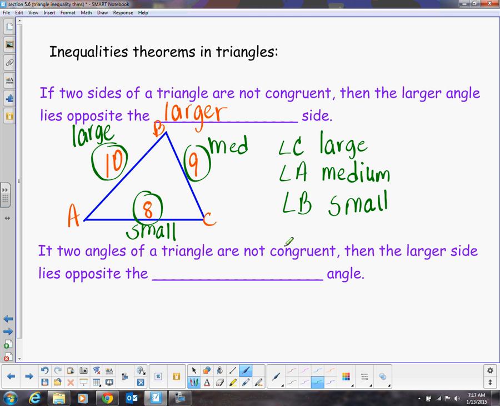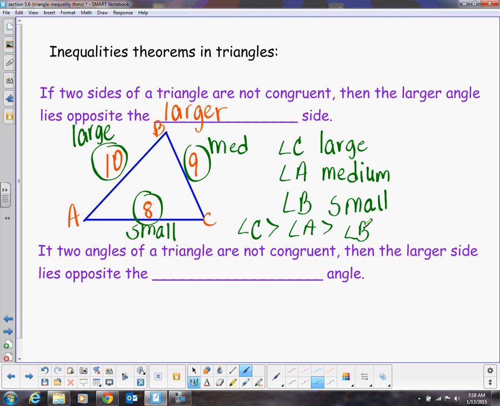Now you have to pay attention to the directions. If they say large to small, then you would say C is bigger than A, which is bigger than B. Okay? The larger quantity is next to the fattest part of the sign. The smallest is next to the point. So C is bigger than A is bigger than B. Large, medium, small. That is one concept today.